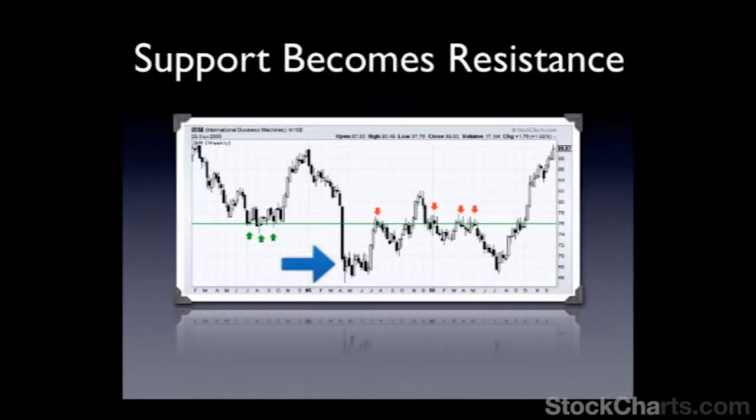We're going to talk now about support turning into resistance and vice versa. Notice that the stock is down at a much lower level. The people who are issuing this prayer that we're about to show you are the people who bought at the green line. When that stock hit a new low in April of 2005, everyone who had bought the stock before that had a loss, hence the prayer.